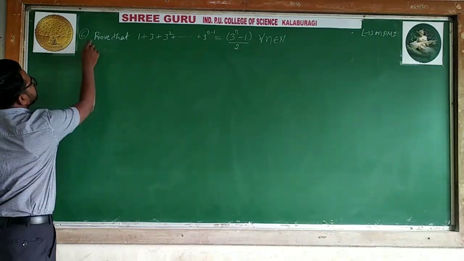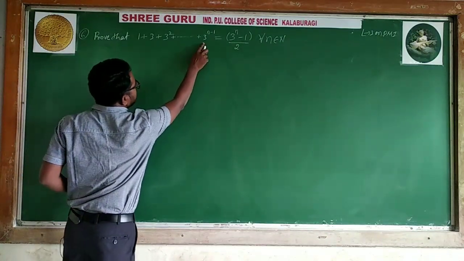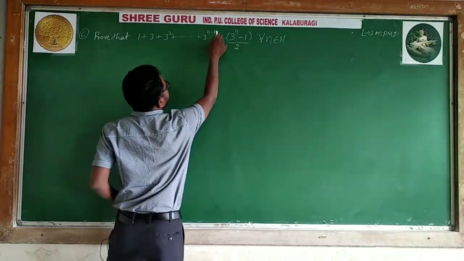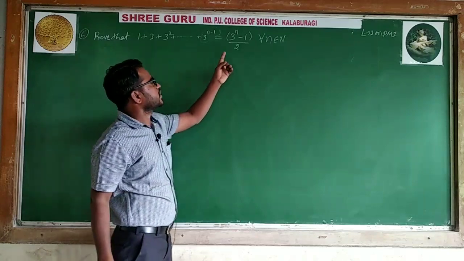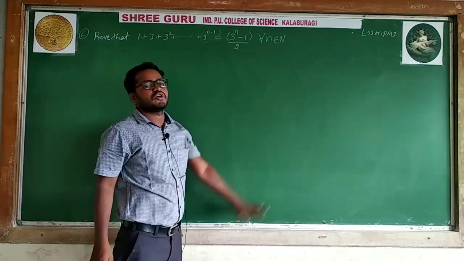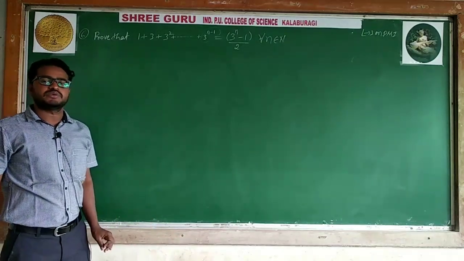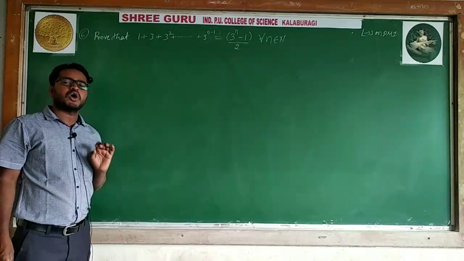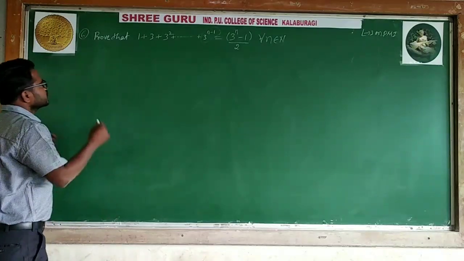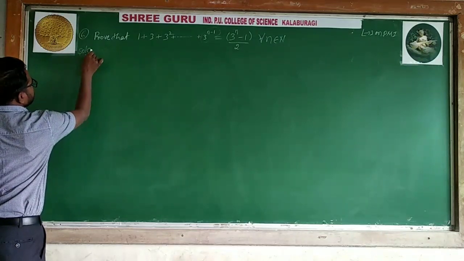What is given here? Prove that 1 plus 3 plus 3 square plus so on, last term 3 to the power n minus 1, is equal to 3 to the power n minus 1 divided by 2, for all n belongs to capital N. He is asking to prove this using the principle of mathematical induction, that it is true for all natural numbers. So according to procedure, I will write the solution as usual. I am not wasting time here.